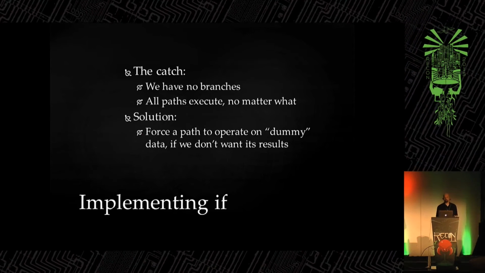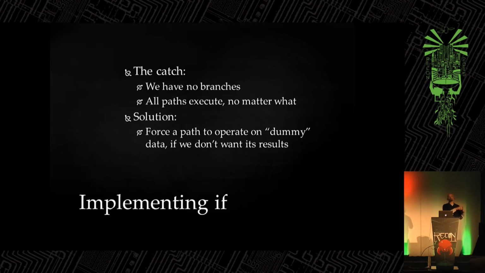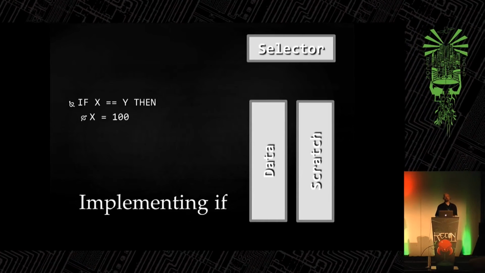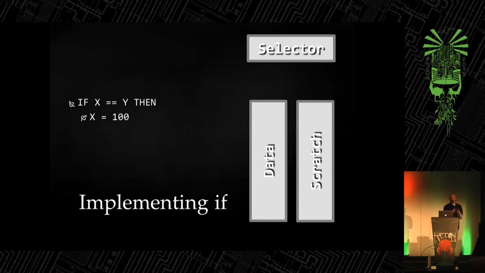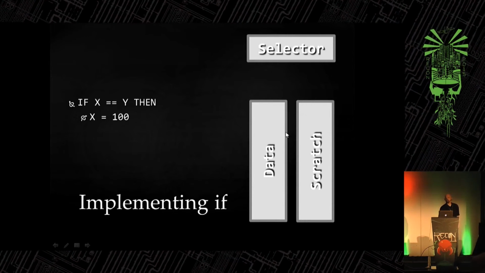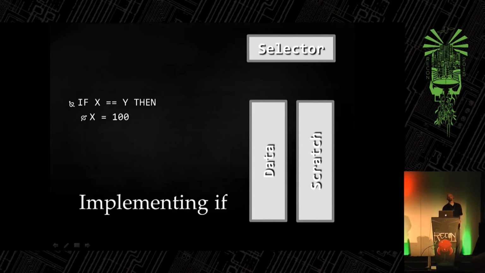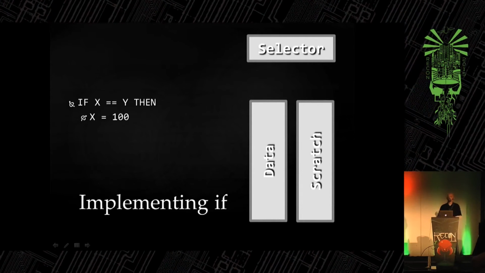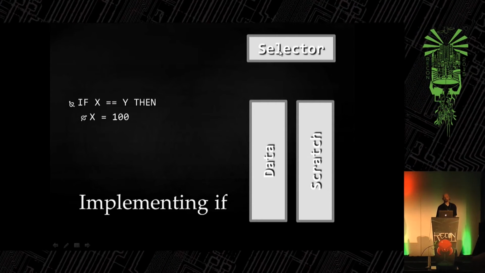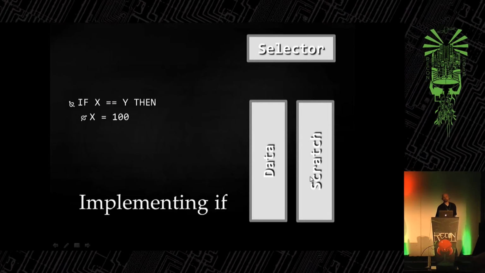So the solution I came up with for this is that we can sort of force a path to operate on dummy data if we don't want its results, and real data if we do want its results. So that would look something like this. We're going to have a real copy of our data. This is our real system state sitting in this copy of the data. And we're going to have a scratch copy of our data. This is our fake system state that just gets discarded and never really used for anything important. Then we're going to have a selector, basically a pointer, that will let us select between the real system state and the fake system state.